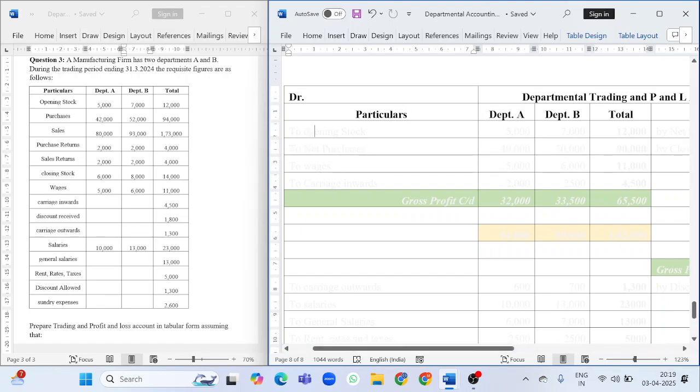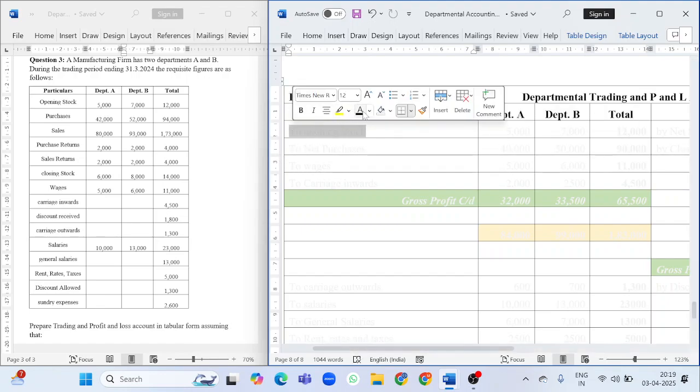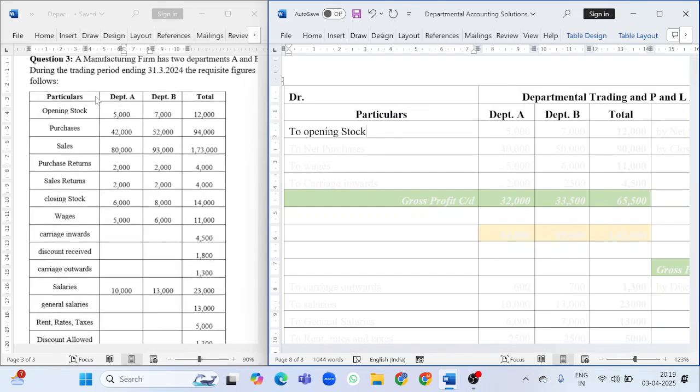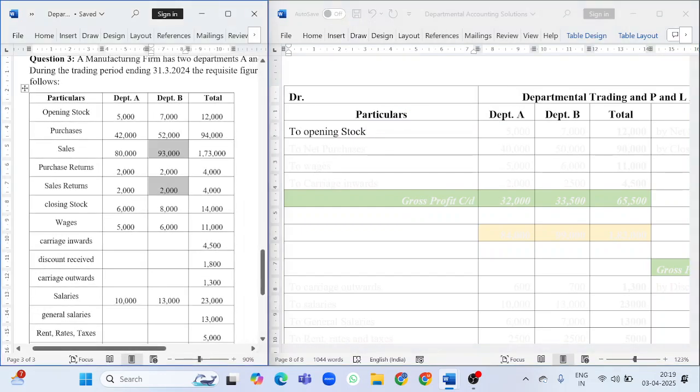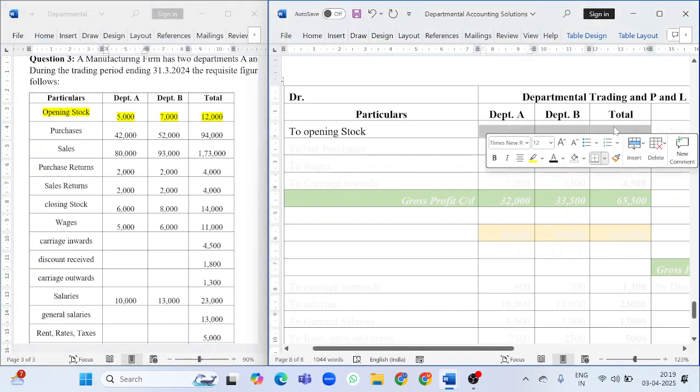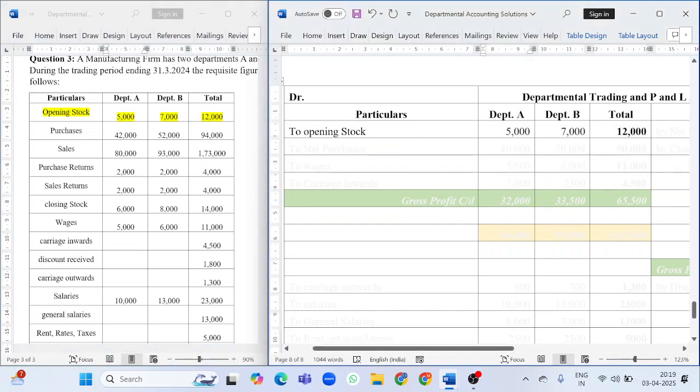So first, always, we will start our trading account with opening stock. Now come to the question. What is the opening stock? So opening stock of department A is 5,000 and department B is 7,000 and the total is 12,000 rupees. That you just write in our format.